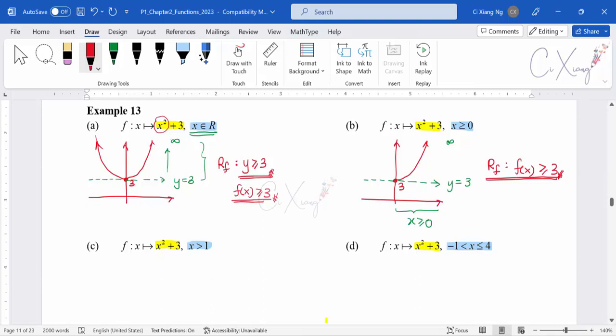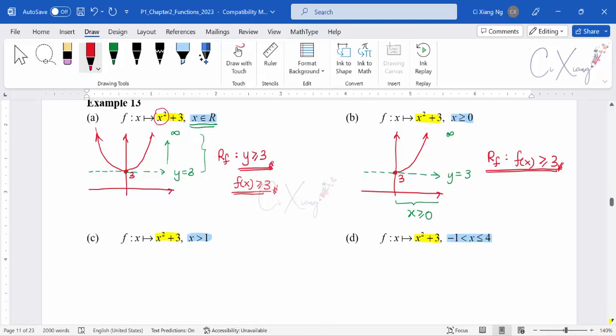Still the same expression, x squared plus 3. We have x squared plus 3, but now we only want to consider the graph where x is greater than 1. Since the expression is still x squared plus 3, when I sketch the diagram, it will still look something like this. It is still a U shape, x squared plus 3, and this value is actually a 3.